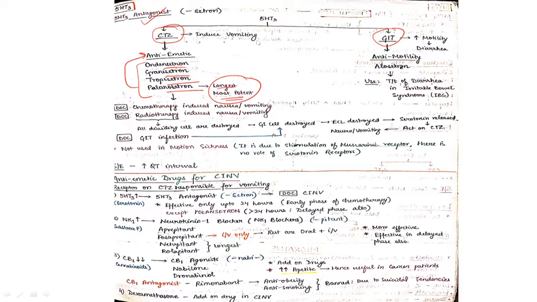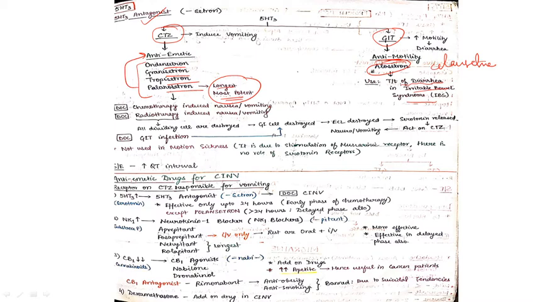Now on the GIT, if you give an antagonist, it will decrease the motility, so they are anti-motility drugs. Alosetron and cilansetron, two drugs are there, alosetron and cilansetron. Cilansetron is not written, you can add cilansetron. They are anti-motility drugs, so they can be given for the treatment of diarrhea in irritable bowel syndrome. So basically these drugs are used for the treatment of diarrhea.